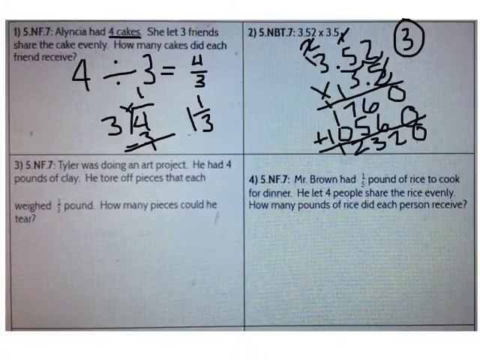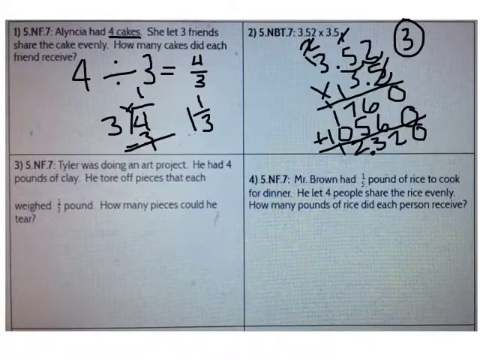Which answer is correct? The decimal should have 3 digits behind it so that I end in the thousandths place. Hundredths times tenths is thousandths. So the correct answer is 12 and 320 thousandths, or 12 and 32 hundredths.